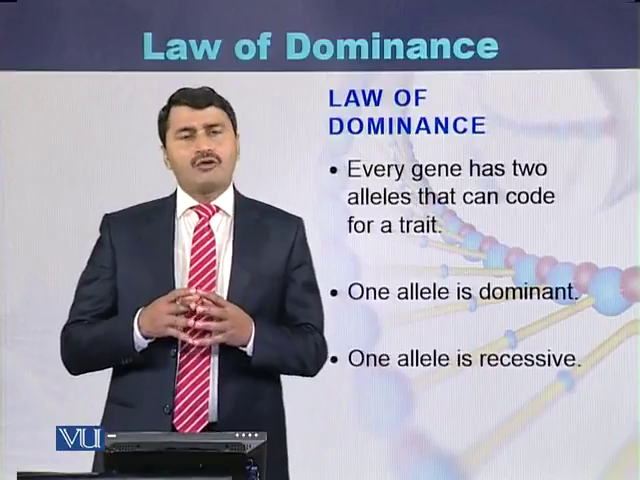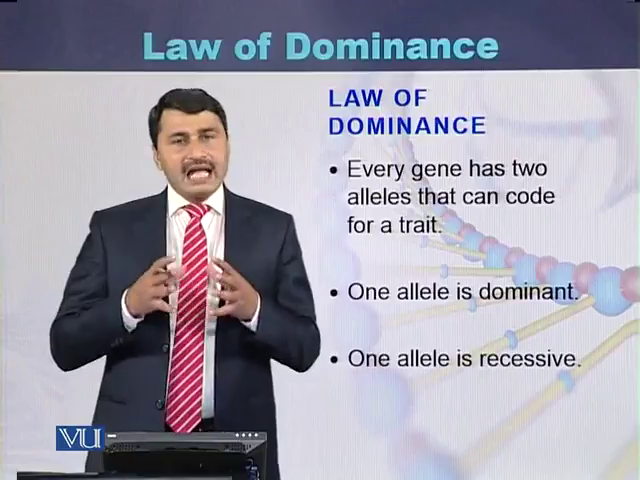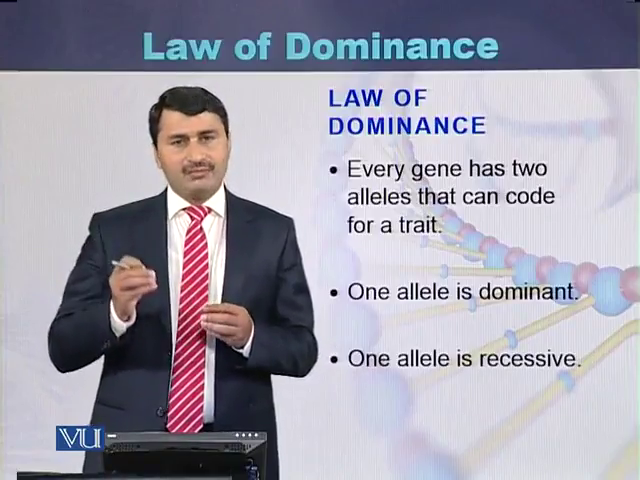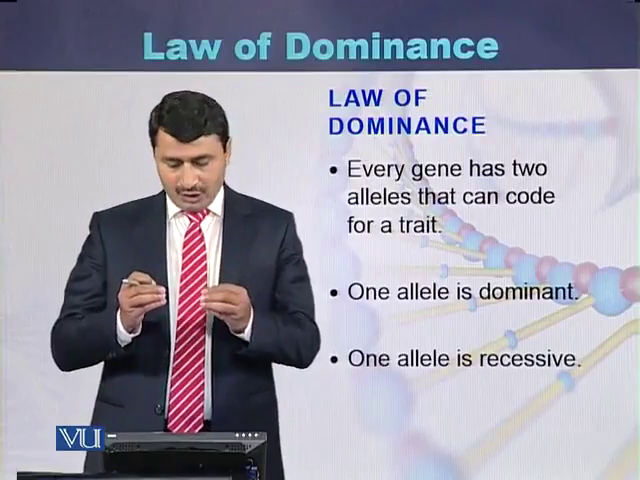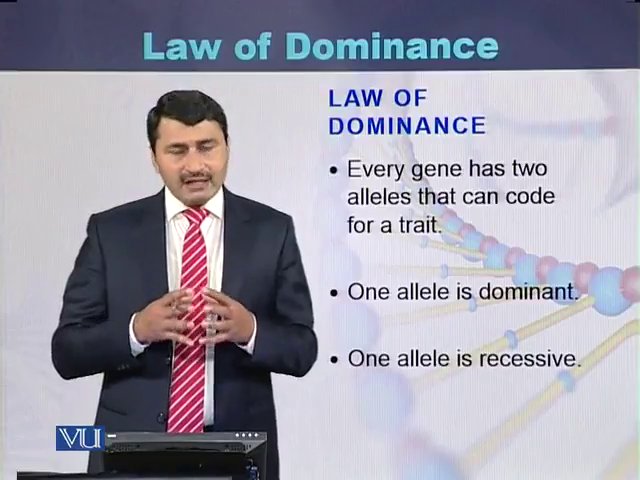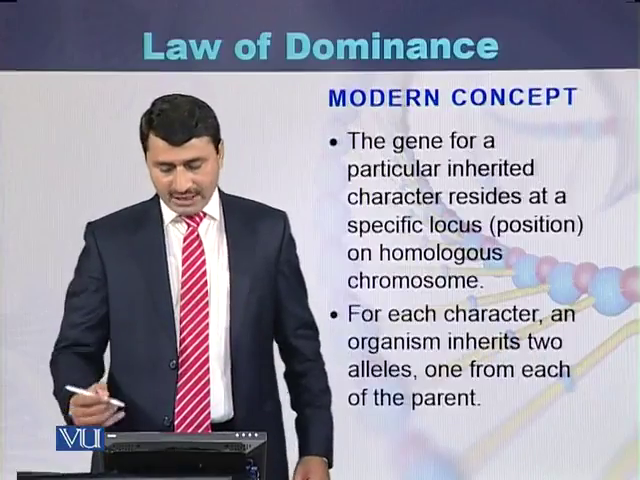So the law of dominance in the current scenario says that every gene has 2 alleles. One allele comes from the father and one allele comes from the mother. One of the alleles is dominant while the second allele is recessive. So this is the current model of inheritance.